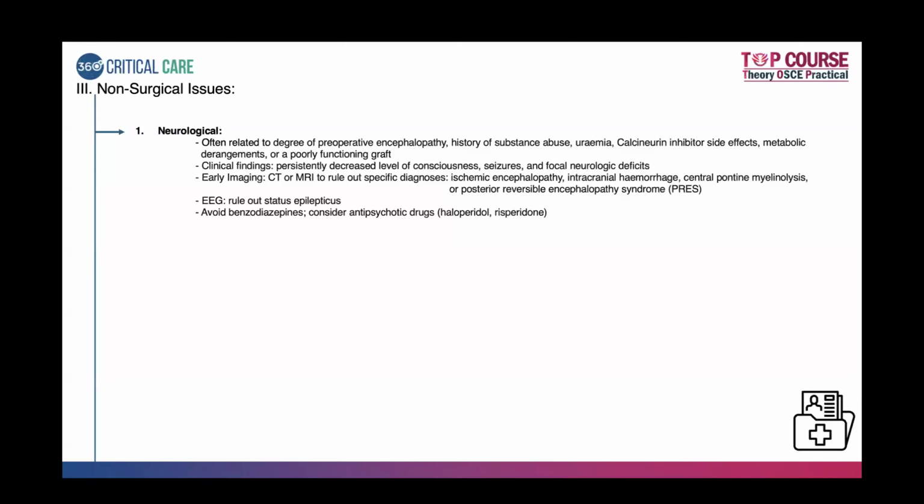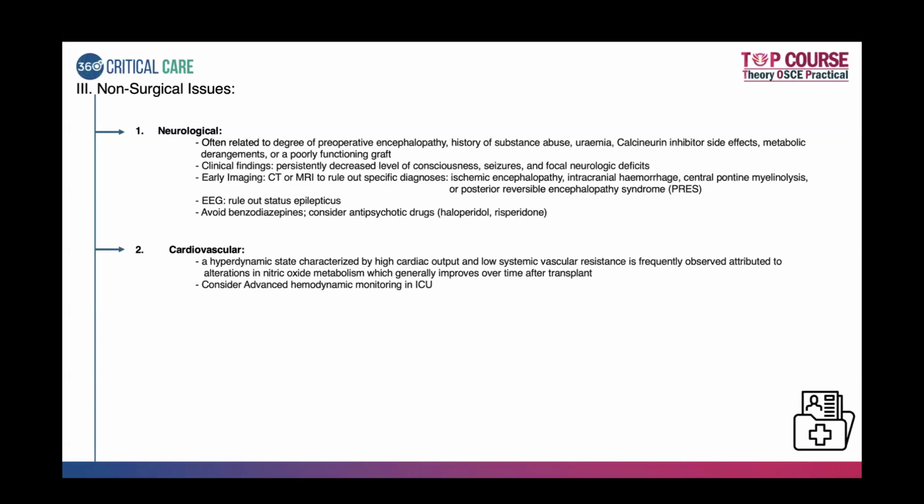So in the subset of patients who develop encephalopathy, you need to avoid benzodiazepines. And if they are agitated or they develop any kind of psychosis, then you have to consider antipsychotic medications like haloperidol and risperidone. An important thing that you need to keep in mind is these patients are on multiple drugs. So drug interaction is a very big concern when you use antipsychotics also. So a clinical pharmacist's help always needs to be taken during this time, because if any drug interaction is there, any dose modification that needs to be done has to be done very carefully.